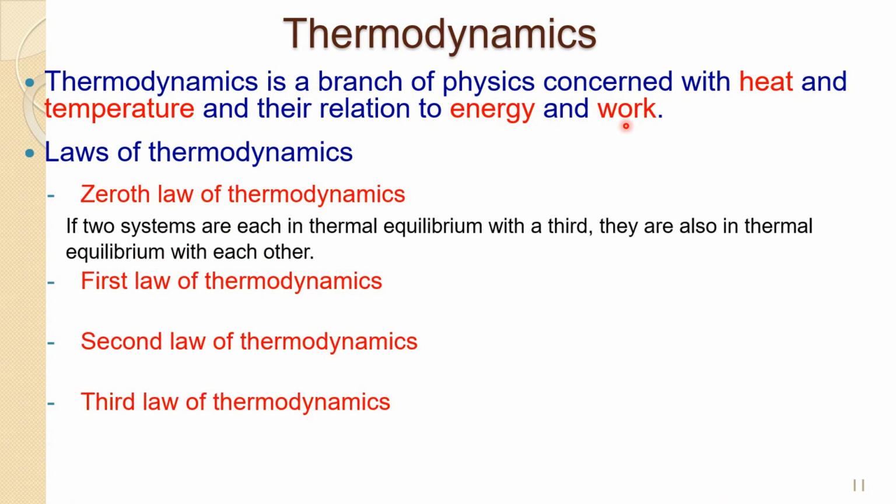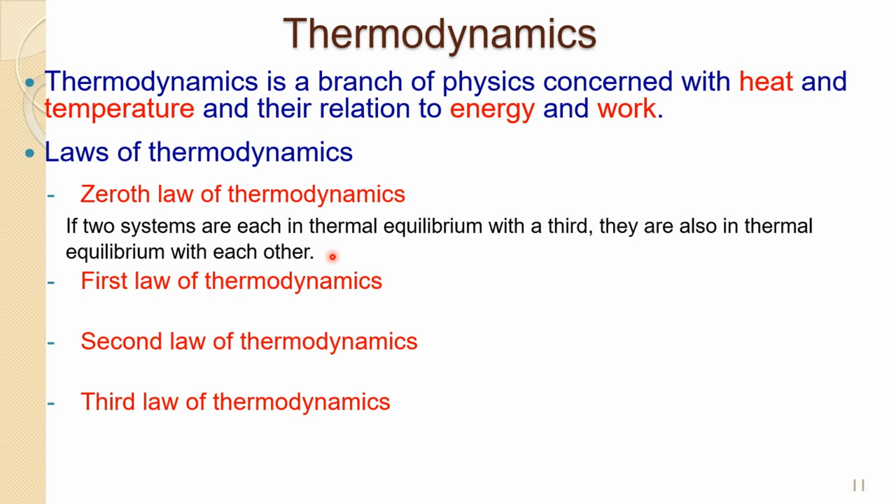We already learned this. No, we haven't. If 2 systems are each in thermal equilibrium with a third one, they are also in thermal equilibrium with each other. What does that mean? If A is in equilibrium with C and B is in equilibrium with C, that means what? A is in equilibrium with B. So this is the zeroth law of thermodynamics. This is very straightforward and easy to understand.